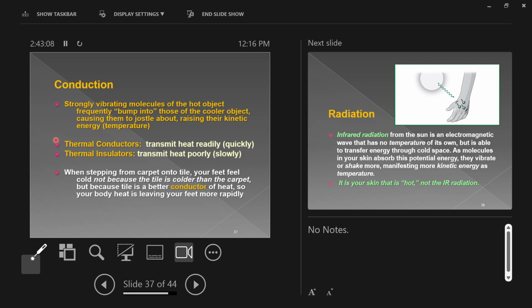So, instead of being barefoot on your tile, you go put on your house slippers or something, right? Or your socks, for example, right? Now you have an insulating barrier between the tile and your feet. It's like you're walking on carpet the whole time now, right? Your socks are a great insulator. And they actually give that example. When stepping from carpet onto tile, your feet feel cold, not because the tile is colder than the carpet, but because the tile is a better conductor of heat.